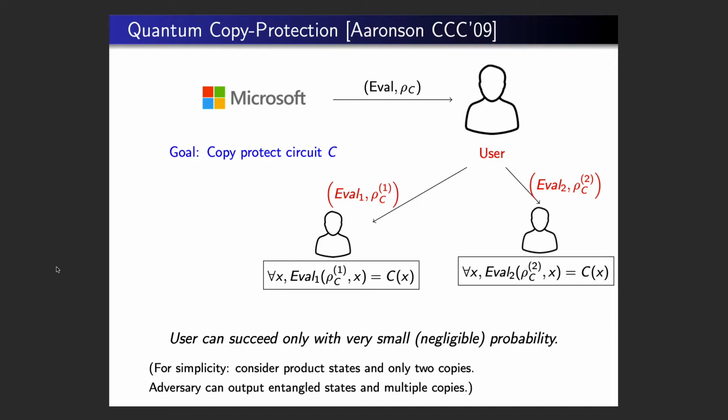So as written here, we are only considering product states. This is not a necessity. This is only for ease of presentation. The user can very well output entangled states. Defining that is a little more tricky in that context. And moreover, we can also consider a general notion as defined by Aaronson, where the user can actually obtain many copies of the software, and it's also allowed to obtain many more copies of the software, right? And not just two.